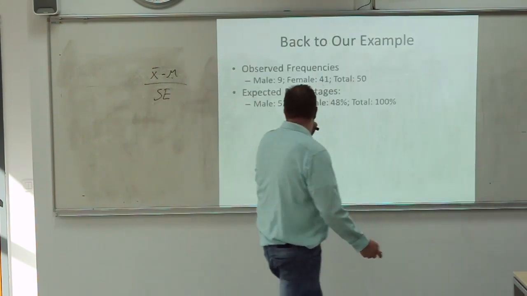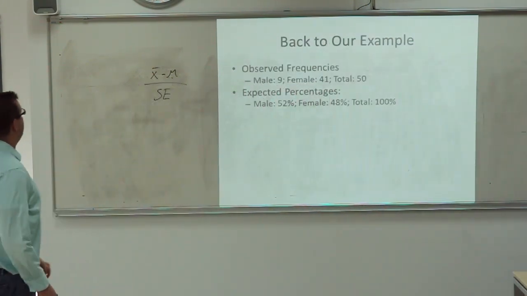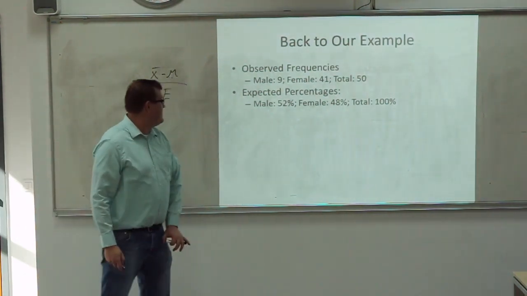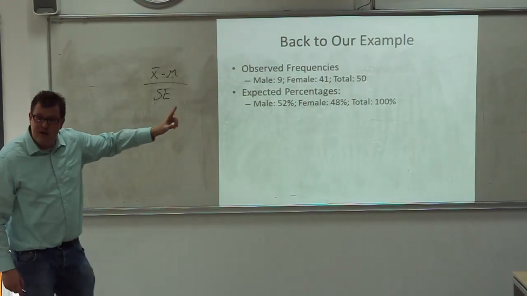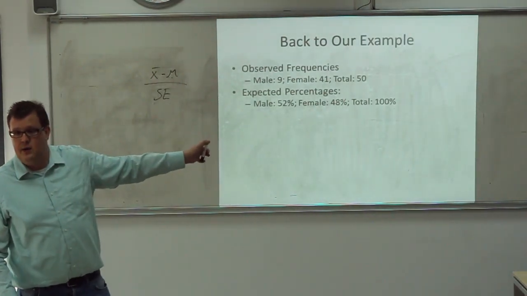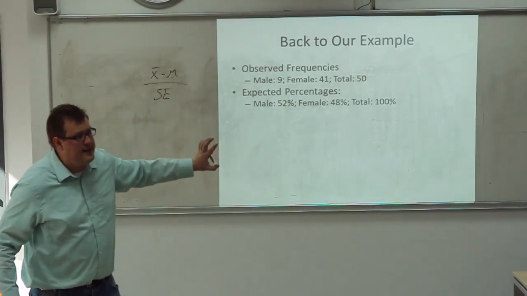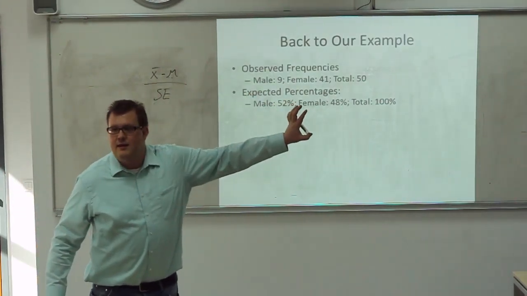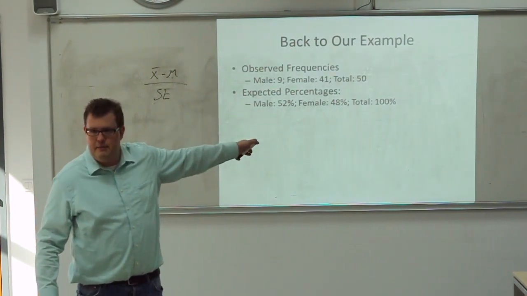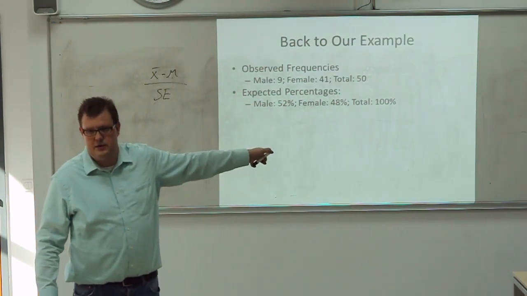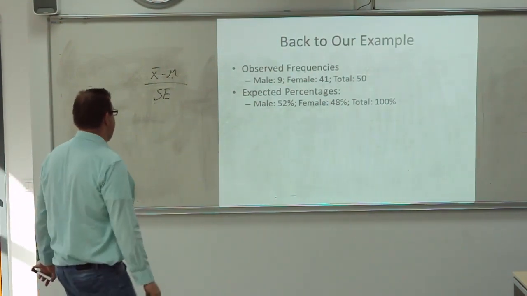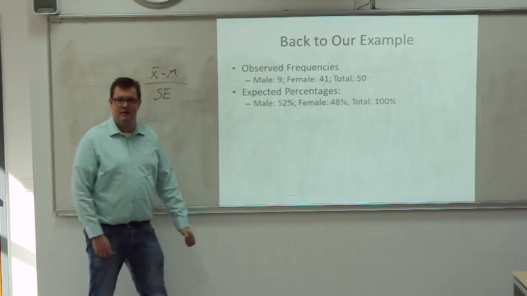Okay. So back to our example. Here are the observed frequencies that we have. Here are the expected percentages. Notice these are expected percentages, not expected frequencies. In the formula that we had observed frequencies minus expected frequencies, not expected percentages. So we need to get from the percentages to frequencies. How do we do this? Divide by 2. Divide by 2? How do you get that?